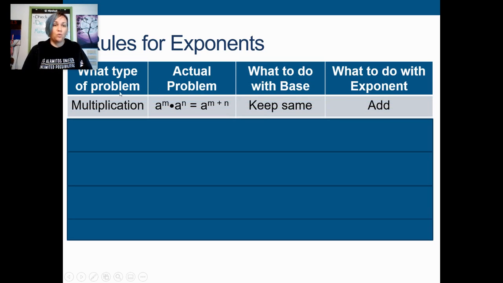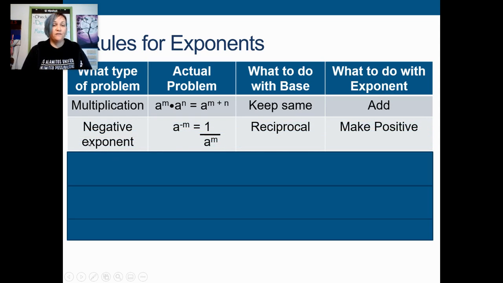So here is the first one. When you have a multiplication problem that looks like this, you're going to keep the base the same, so you don't do any math with the base, and then you're going to add the exponents together. If you have a problem with a negative exponent, that would look like this. You're going to take the reciprocal of the base, so the large number flips. If it was already on the bottom of a fraction, it'll move to the top, and if it was on the top, it'll move to the bottom. And then when you do that, you're going to make your exponent positive.